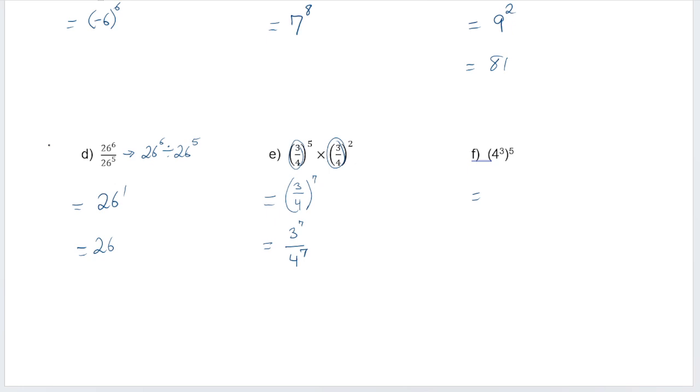Here we have power of a power again, so we just multiply the exponents. 4 to the power of 3 times 5 is 4 to the power of 15. And we're done. That's it.